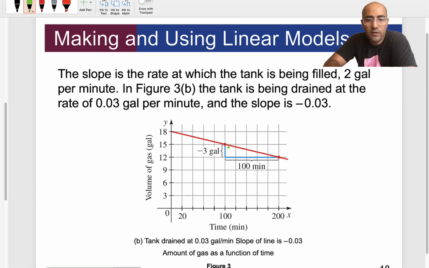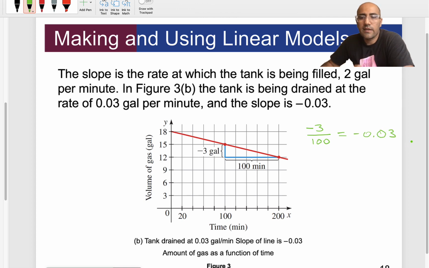At timestamp 100 minutes, you had 15 gallons. And then 100 minutes later, at timestamp 200, you were down to just 12 gallons. So you lost 3 gallons, negative 3 gallons, in a gap of 100 minutes. So if we divide those two things, negative 3 divided by 100, that's how you get that negative 0.03 gallons per minute, right?